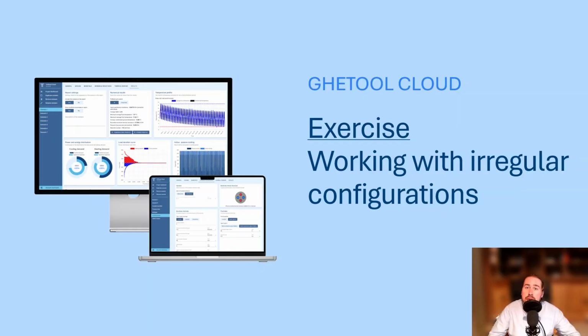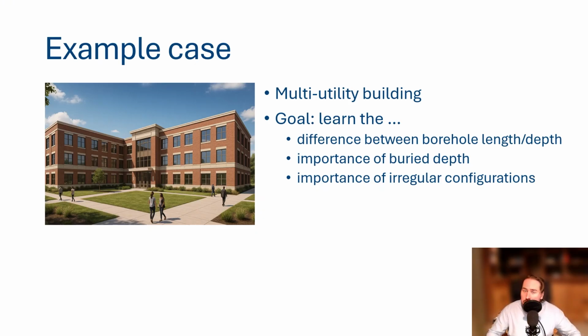And this time we will be talking about irregular configurations. So the example case of today is again a real life case. It's a multi-utility building which for privacy reasons is again replaced by an AI generated image. But it's a building with some stores, with some residential, with some commercial and offices.